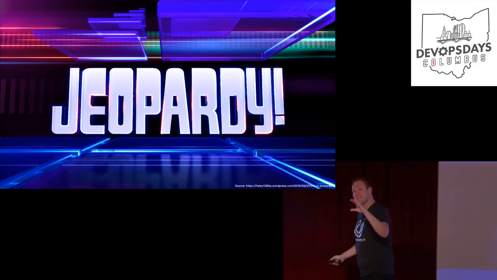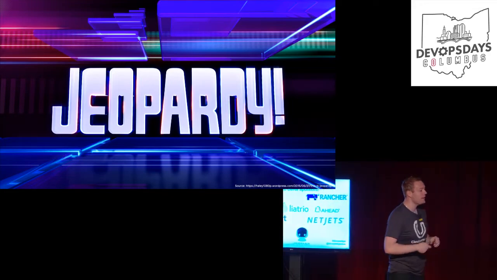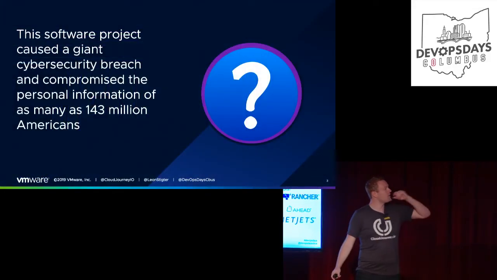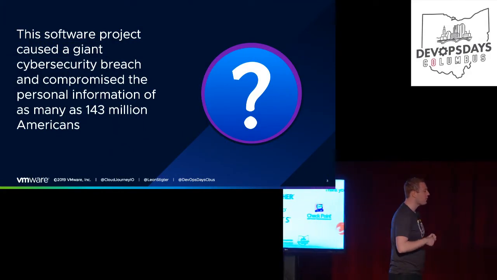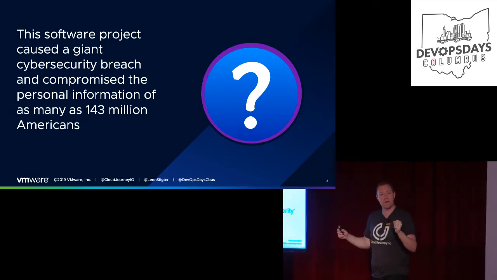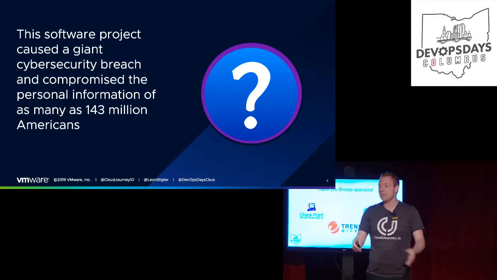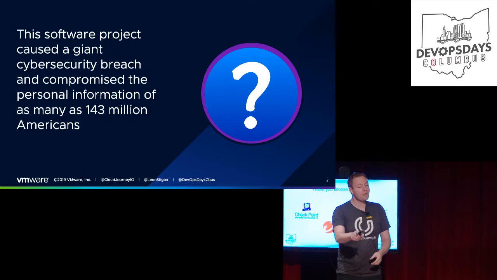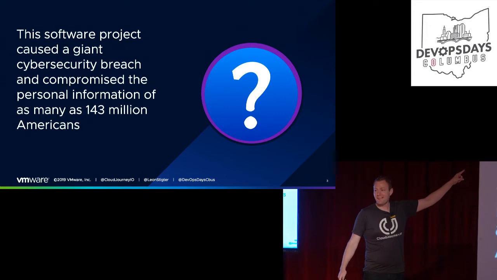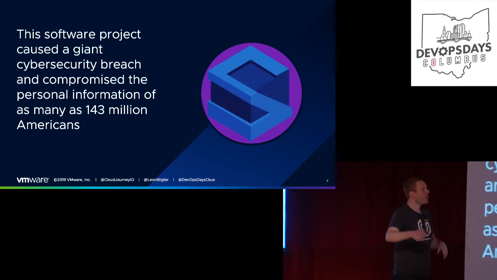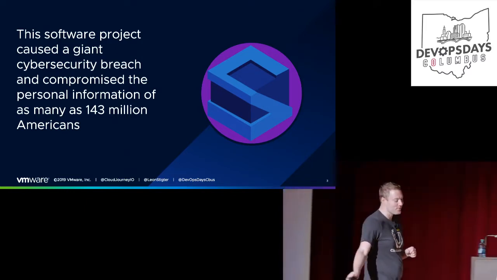So what we're going to do, I'm going to have up here two statements, one at a time, and I'll just get started. This software project caused a giant security breach and compromised the personal information of as many as 143 million Americans. Does anyone know the answer to this? No, I wasn't asking for the company. That would have been right, though. But the software project. What is Apache Struts? But I like the Equifax answer. That was pretty good, too.